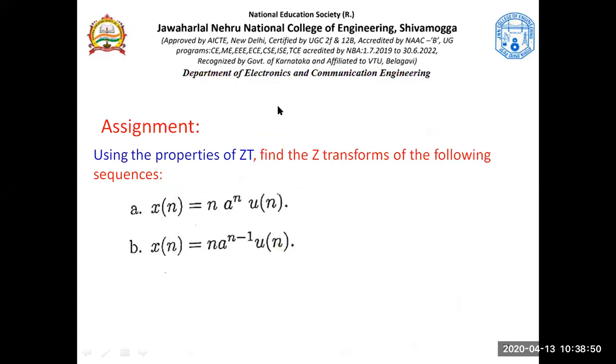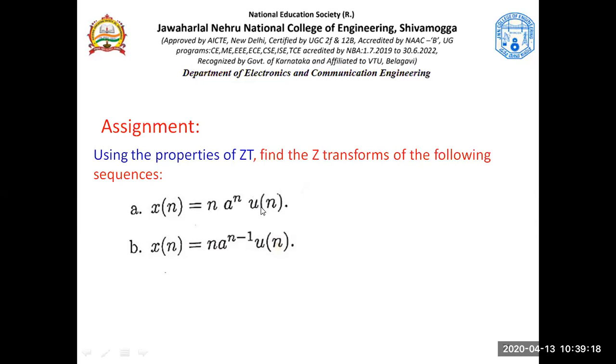Yeah, this is the assignment question that we have. So which properties need to be used for this? Let's have that discussion now. Okay, so these are the problems for the assignment. Fine. Which properties need to be used for this? Okay. Which is the basic signal in this?